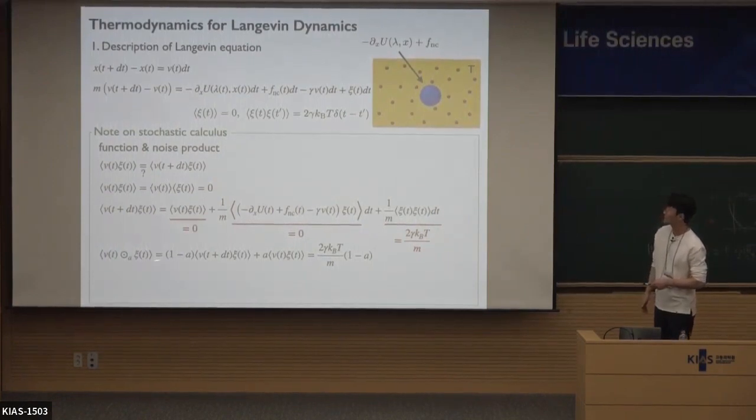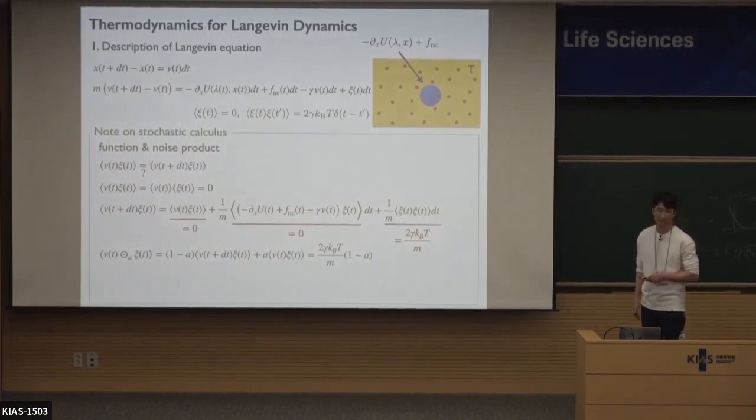Okay, now we consider a more general product. As I defined, this one can be written in this way: 1 minus A factor with the next velocity, and the A factor with the current velocity. And then this is simply zero, and we know the value of this one. So it simply becomes this factor times 1 minus A. So in this case, this general product depends on A.